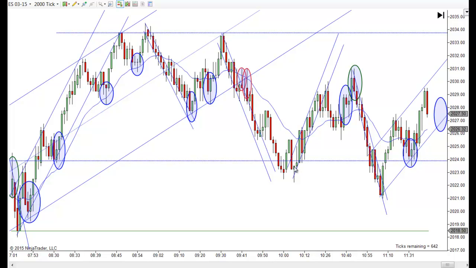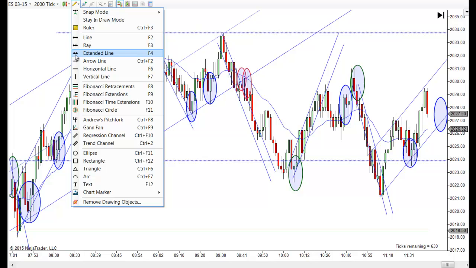This one was real tempting. And you could even give this one a green circle. I didn't circle it, but I would consider that a long opportunity right there, because you've had your break, two legs, and those are two measured legs.